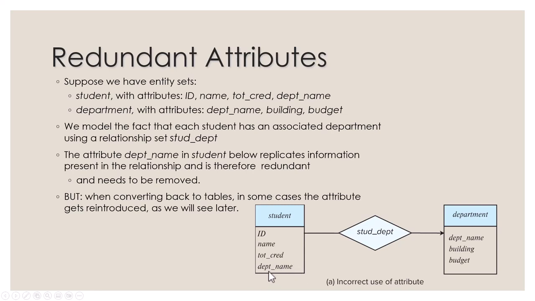Yeah, this one. Because we have this relationship with the department entity set, we can figure out which department they belong to by using this relationship. So the department name here is not necessary, it's redundant, so we can simply remove it. Okay.